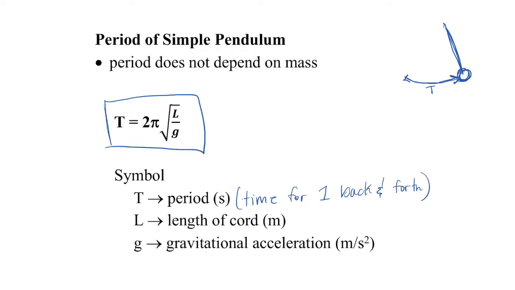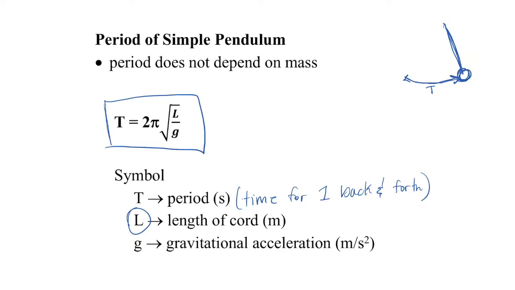Okay? Capital L is the length of the cord, so keep in mind that is capital L. Okay, we know that cases do matter, and then lowercase g is gravitational acceleration. So we'll take 2 pi, multiply it by the square root of the length of the cord divided by gravitational acceleration. And that is how we get the period of a simple pendulum.